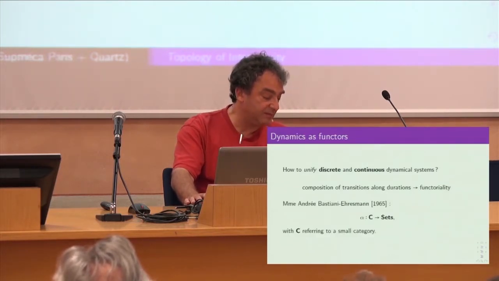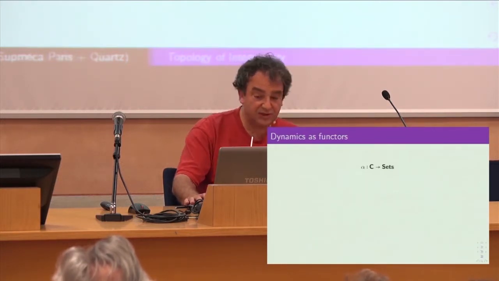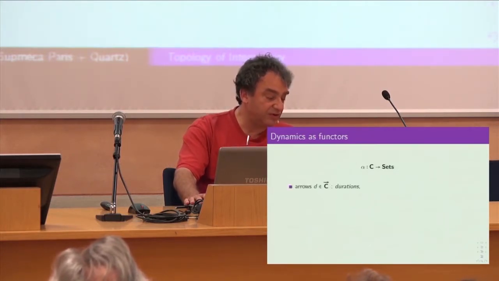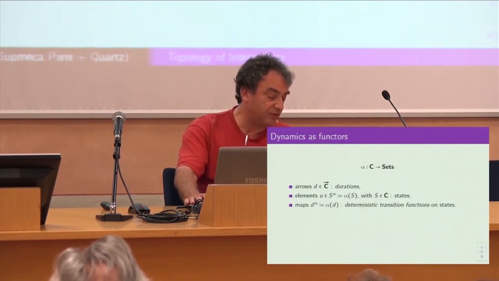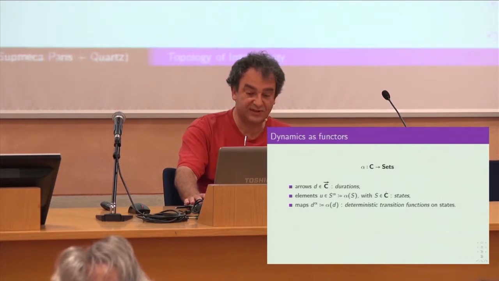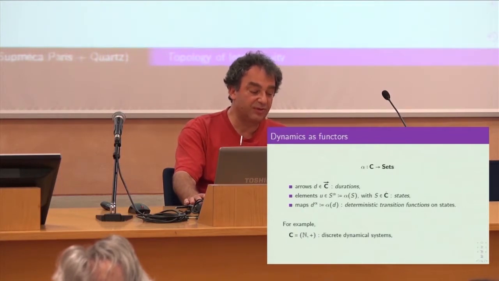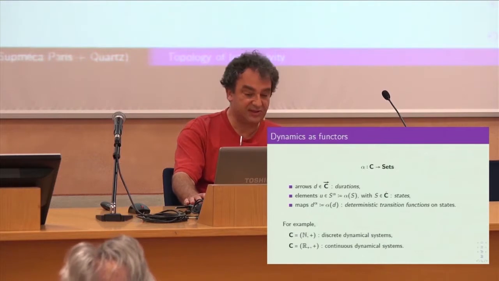In 1965, Madame Ehresmann thus considered dynamics defined as functors from a small category to the category of sets. Indeed, such a functor can be seen as a generalized dynamical system with arrows of the small category as durations, elements of images of objects as states, and image of durations as deterministic transition functions on states. For example, if the small category is the additive monoid of natural numbers, we recover discrete dynamical systems, and with addition of real numbers, we obtain a class containing classical continuous dynamical systems.